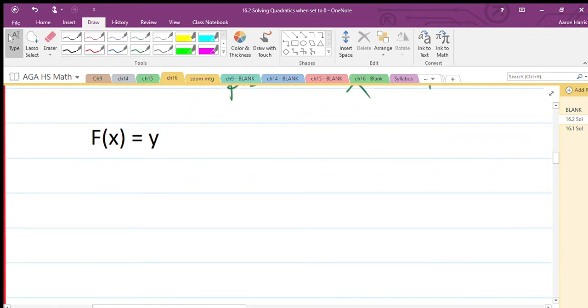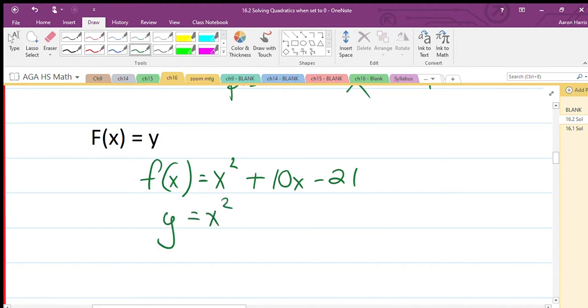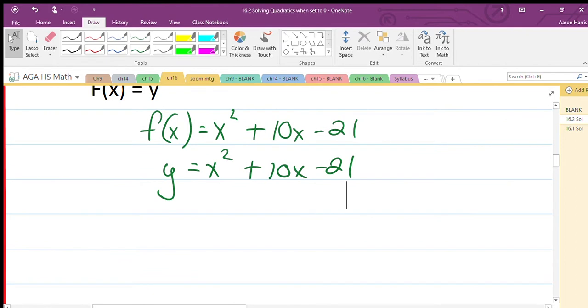F of x is equal to y. You should already know that f of x is equal to y. Now watch what we have. If I have x squared plus 10x minus 21, and I said f of x is equal to that, you would know that's the same thing as saying y is equal to x squared plus 10x minus 21. Now think about what we just said. Find the zeros. What are we setting equal to 0? Yep, you got it. We're setting the y equal to 0.